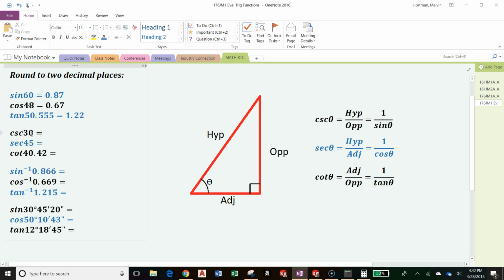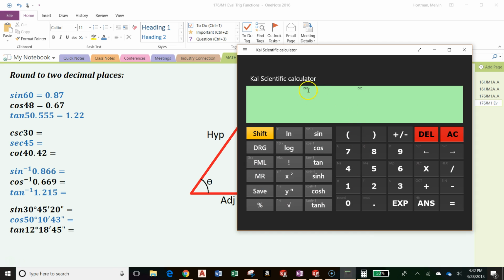Cosecant of 30. How we would evaluate that is first put sine of 30 into our calculator and then divide 1 by the answer. So let me demonstrate with the calculator that very closely resembles a TI-36X Pro. So I would put in sine of 30, get that answer, and then I would divide 1 by that answer.